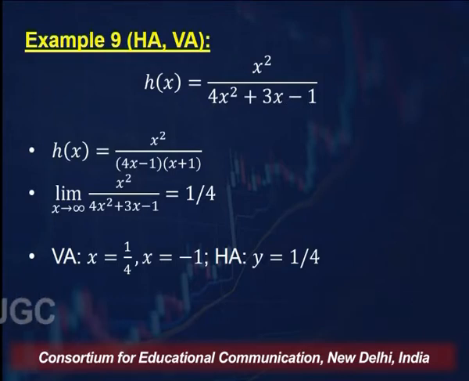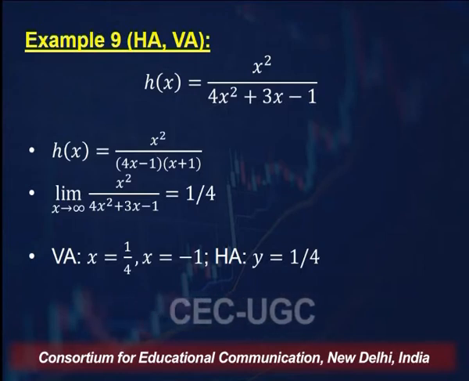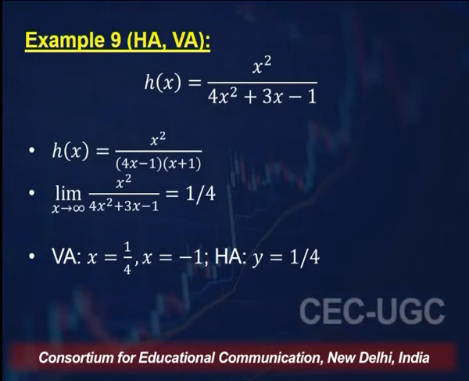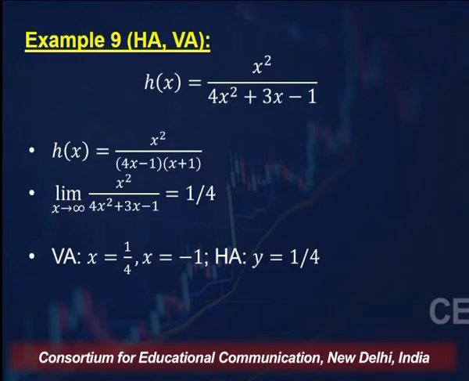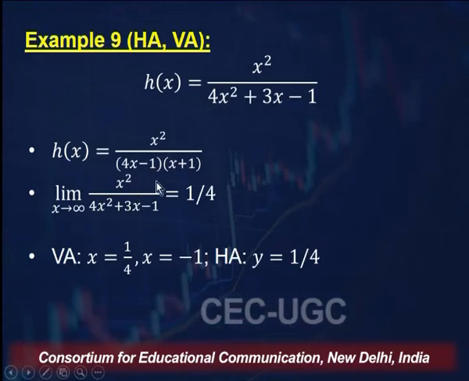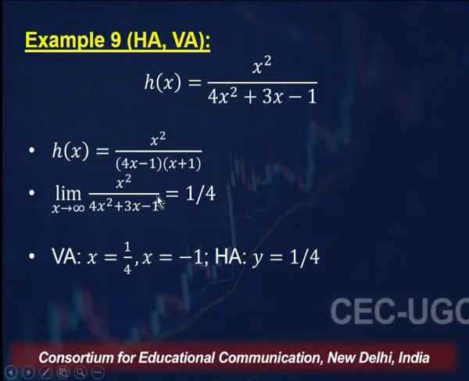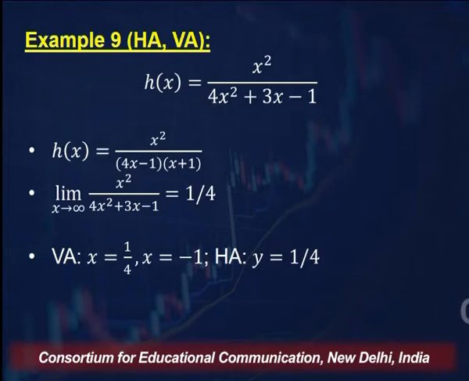Right, this is example 9 now, and in this example our function is h of x, which is given by x squared divided by 4x squared plus 3x minus 1, which again here you can factorize the denominator to get x squared divided by (4x minus 1) times (x plus 1), so that the vertical asymptotes are x equal to 1 by 4 and x equal to minus 1.